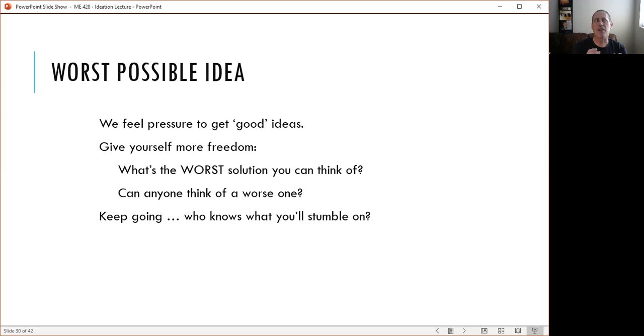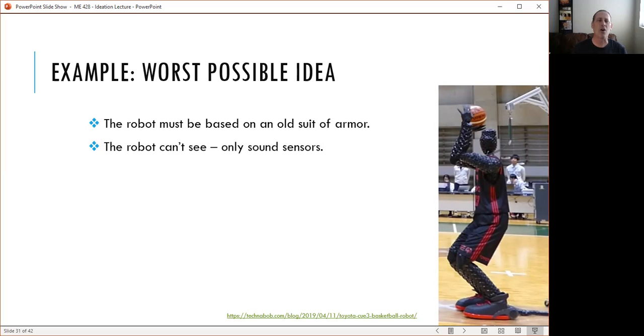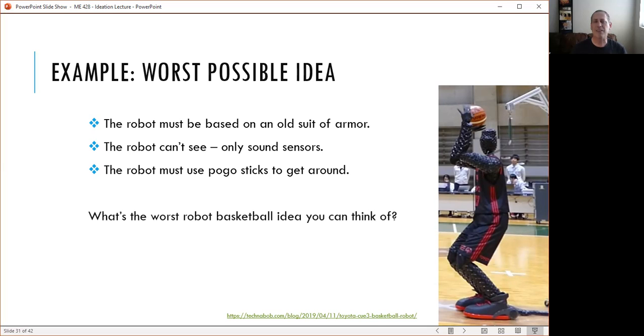Other times they are not great ideas on their own, but they trigger something for someone else, and we can continue on into a regular brainstorming session. So a quick example of that. Let's look at this robot basketball player again. Worst possible idea: suppose that you got to make it from an old suit of armor, or you can only use sound sensors, no vision sensors, or the legs have to be pogo sticks. Those are not great ideas, but maybe we can do something with that. Maybe non-vision sensors triggers us to think about other types of tactile sensors. Who knows? What's the worst idea you can think of for a robot basketball player?